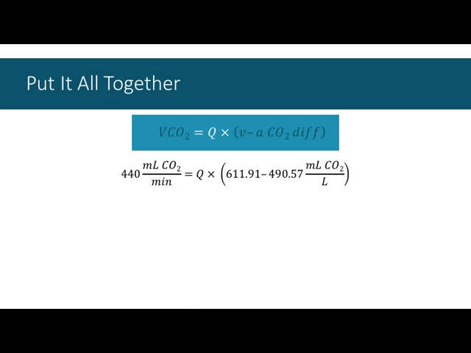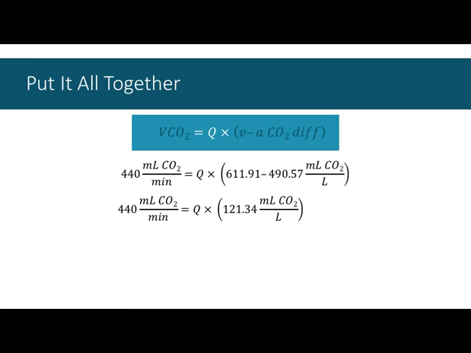So the venous that we just calculated is 611.91 mils of CO2 per liter. And then we finished calculating this at the start of class, 490.57 mils of CO2 per liter. If I just resolve what's in the brackets first, it's a direct subtraction. 121.34 is the difference in venous and arterial CO2. So that is the difference in venous and arterial CO2.